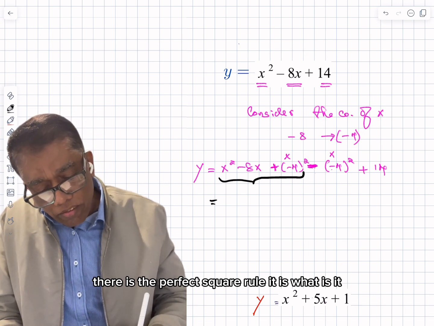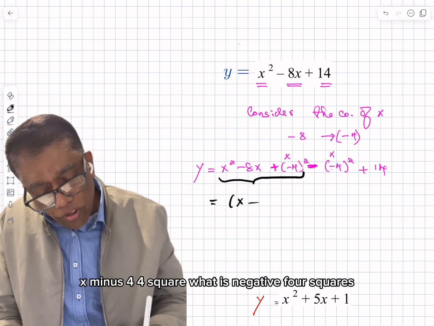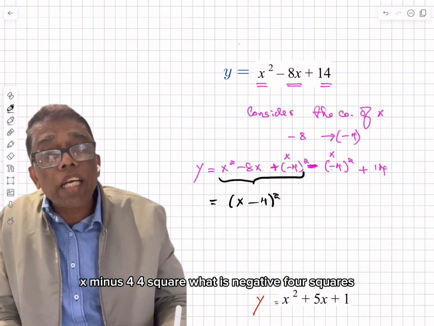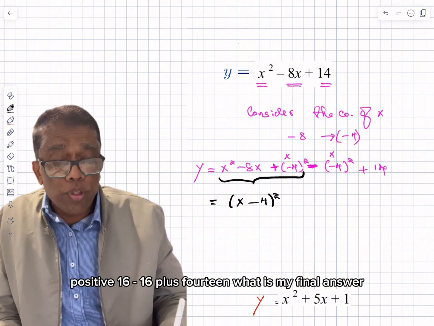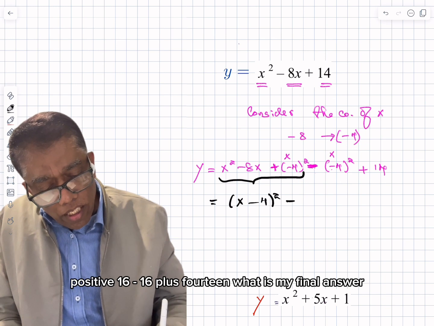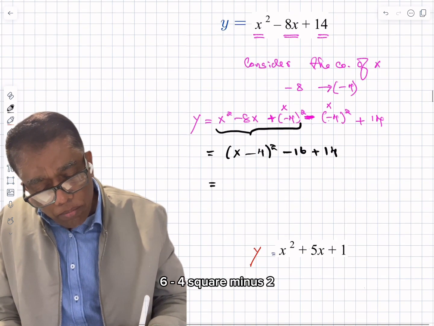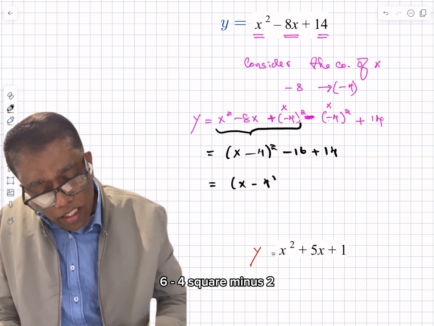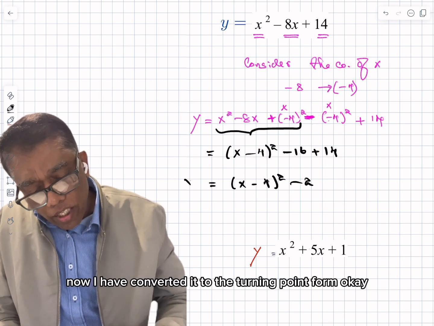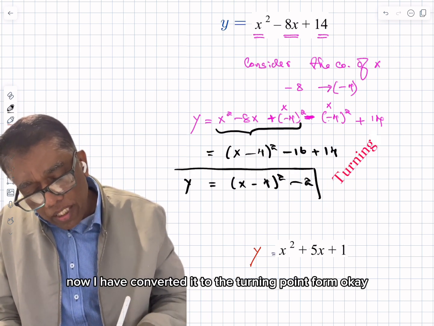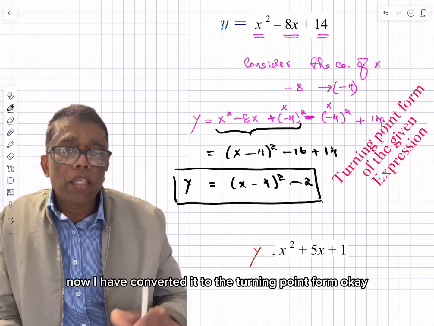However, if we consider the first three terms of this algebraic expression, there is the perfect square rule. What is it? (x minus 4) whole square. What is (negative 4) square? It is positive 16, so negative 16 plus 14. What is my final answer? It is (x minus 4) square minus 2. Now I have converted it to the turning point form.